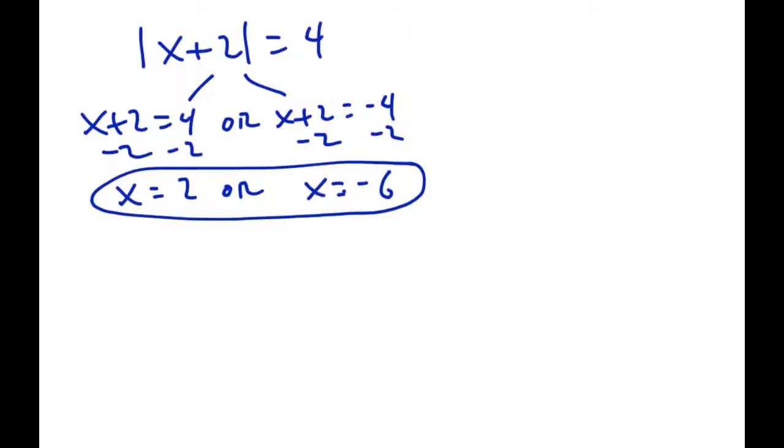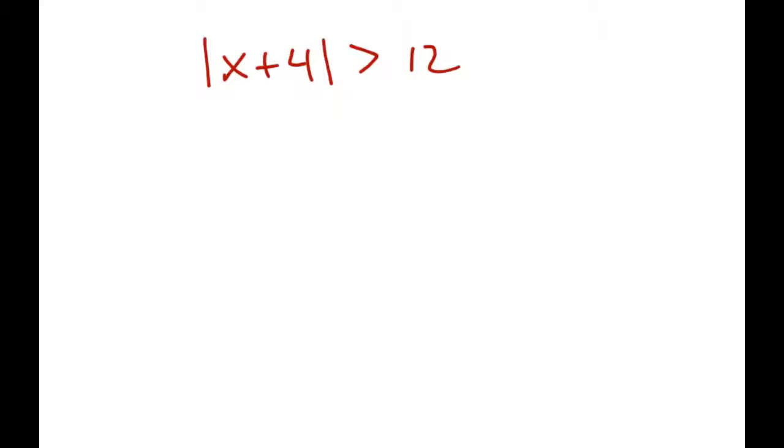Same idea, we're going to be breaking it up into two parts like that, and then we're going to have two parts to our solution. It is going to look a little different though. So let's take a look at this one. The absolute value of x plus 4 is greater than, let's say, 12.